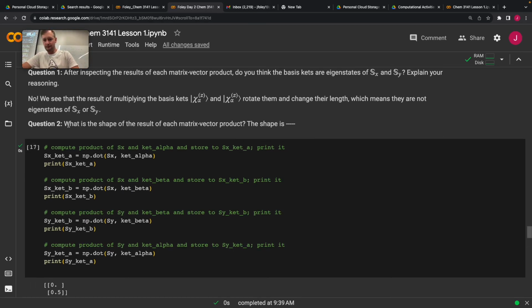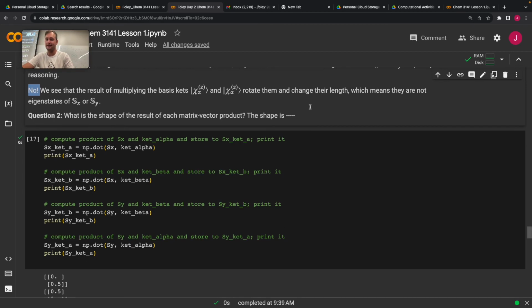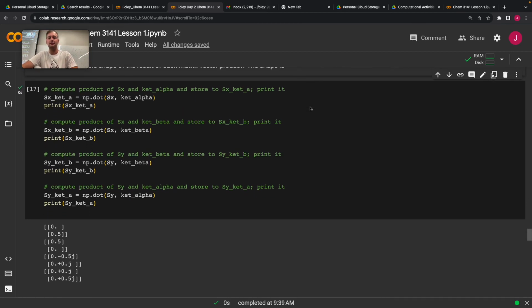The questions that don't say explain your reasoning, you can answer as concisely as possible, which in this case is you just write the shape. The shape is the answer. Explain your reasoning, I tried to give you that example: the answer is no, and the reasoning is we see that the results of multiplying these basis kets rotate them and change their length, which means they are not eigenstates. That would be the reasoning.